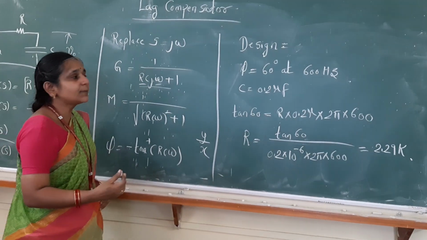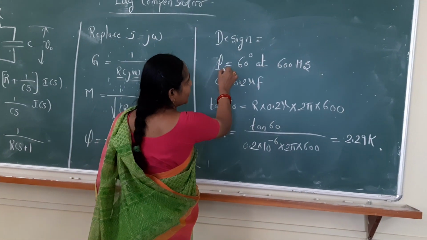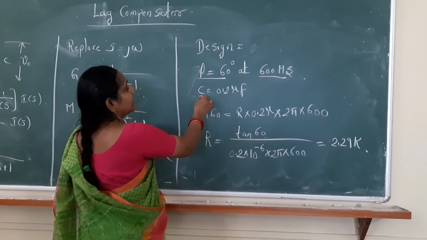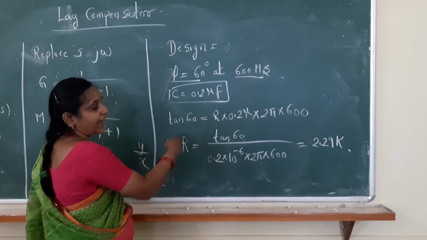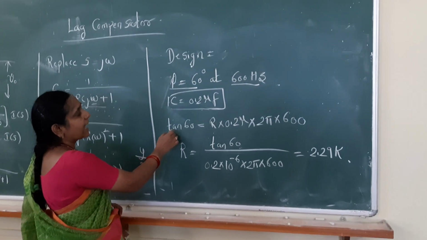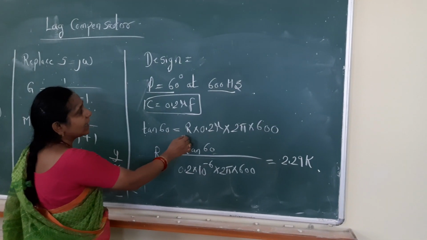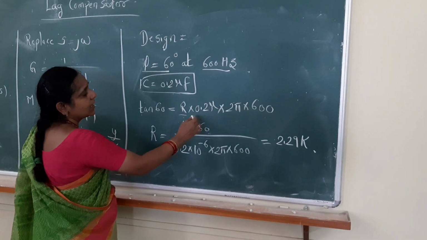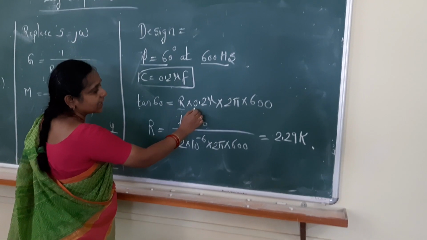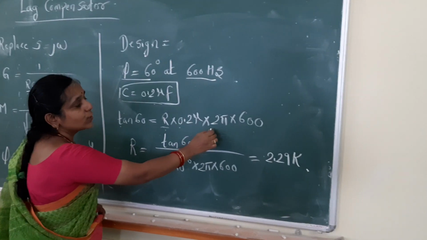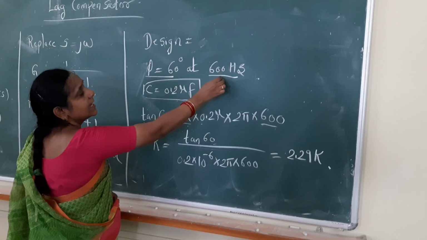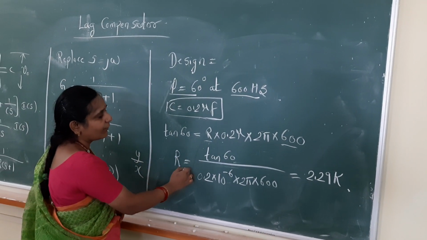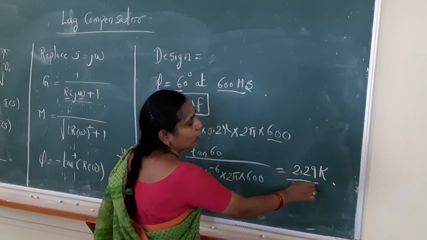If we want to design this compensator to produce a phase of 60 degrees at 600 Hz, our assumption begins with the capacitor C, which is 0.2 microfarad, and tan of 60, our phase angle, is equal to RC omega as per our derivation. The R value we have to design, the capacitor value is assumed to be 0.2 microfarad, omega is 2 pi f, and our frequency is 600 Hz as per our design specification. With this, we get the value of R as 2.29 kilo ohm.